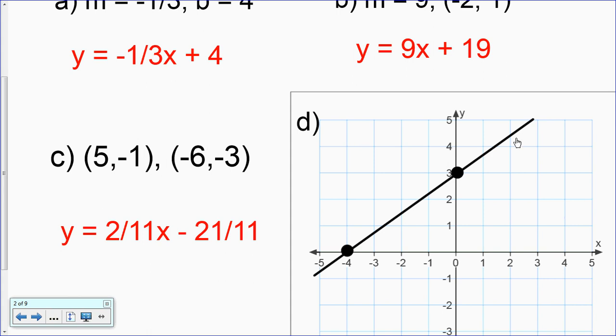And then D, all you had to do was find the slope, which is rise over run, so that's 3/4. I think I did this wrong. 3/4. No, I didn't. 3/4. And then the y-intercept was 3, so y equals 3/4x plus 3. Pretty easy. So let's go ahead into the new stuff then.